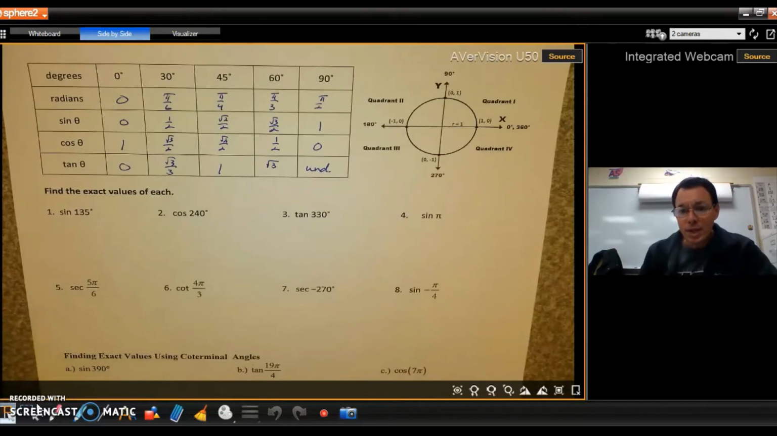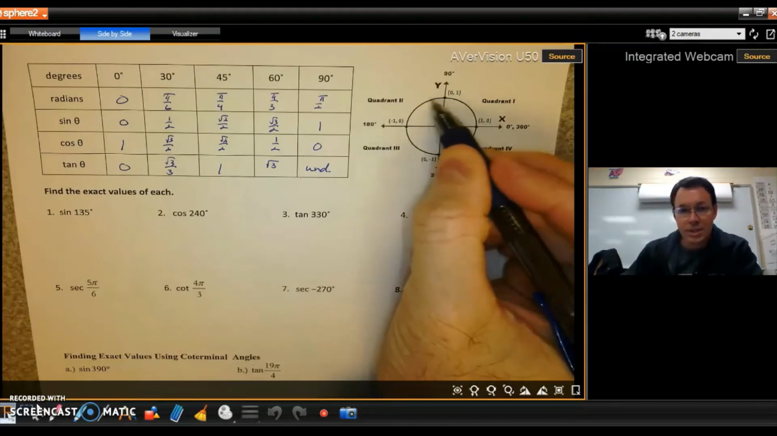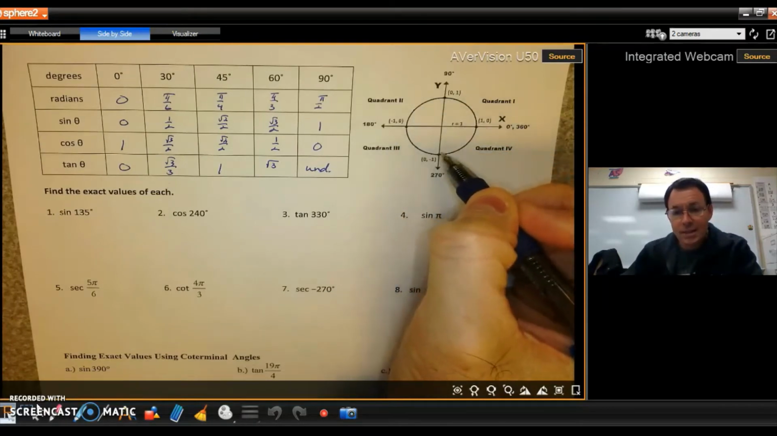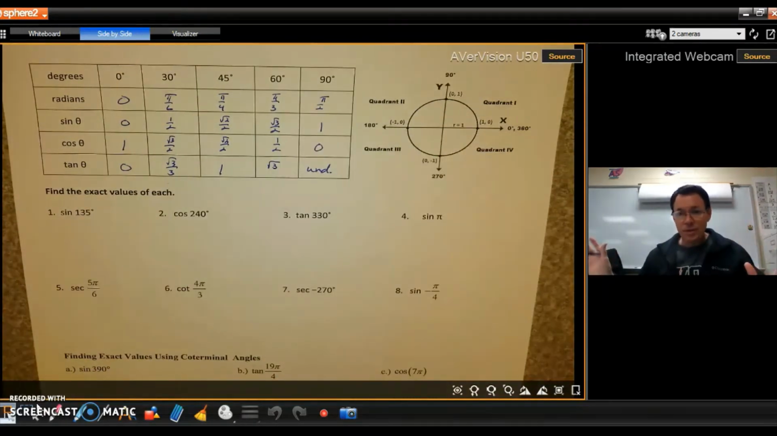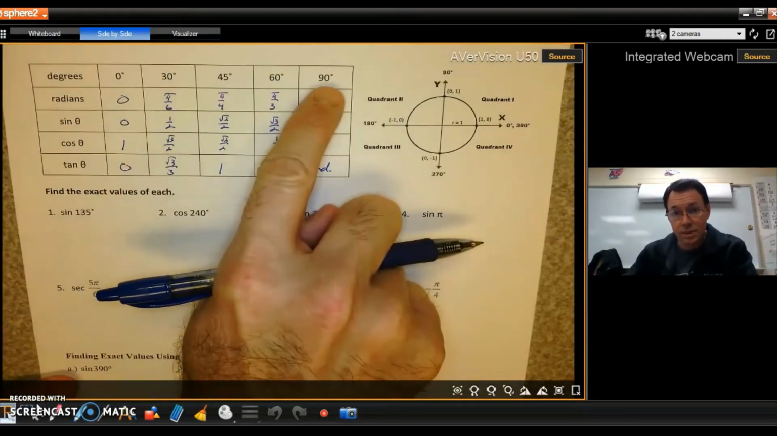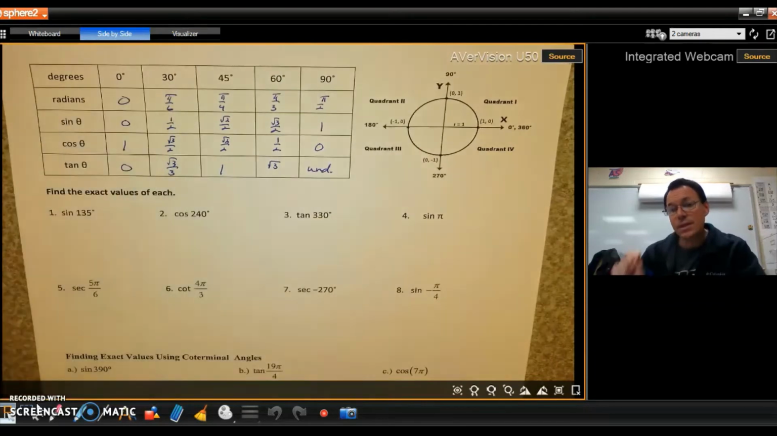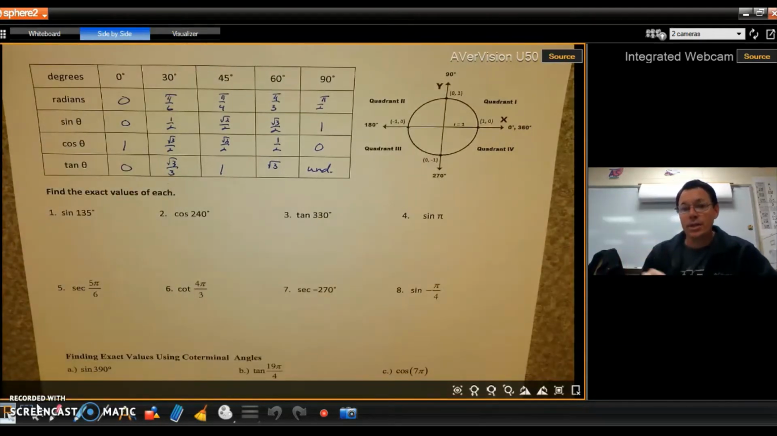If we can keep track of what happens as you move around as far as things being positive or negative, then we don't need to memorize all the angles. We just need to know these, which are the reference angles. Okay, so this isn't just a 30-degree angle. I'm talking about any angle that has a reference angle of 30 degrees.